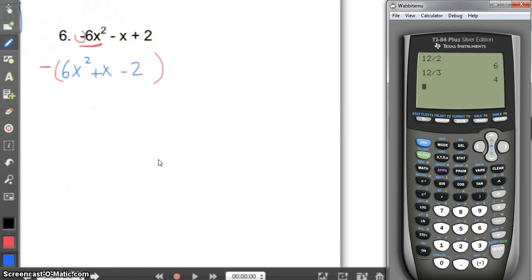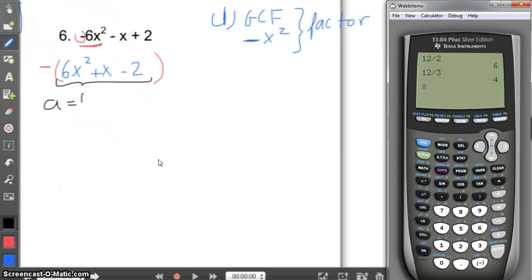So remember, number 1, if there's a GCF, factor it out. If there's a negative in front of x squared, also factor it out. So factor the GCF out, factor the negative out. This is step number 1 always. Now, as you can see, there's nothing in common between those two. You cannot really factor anything out other than the negative. So now, think of this. A in this case is 6, B is 1, and C is negative 2.